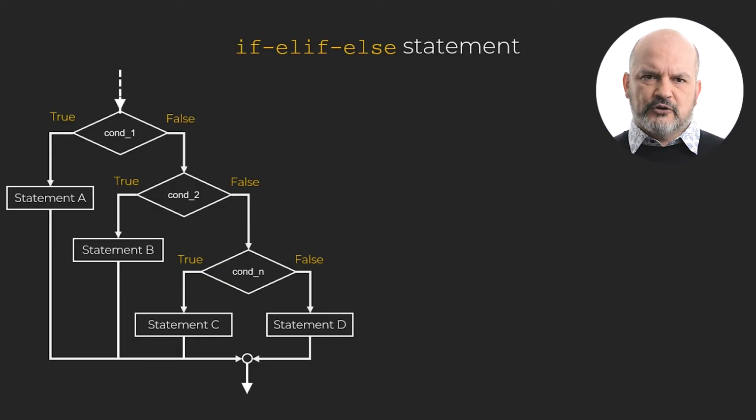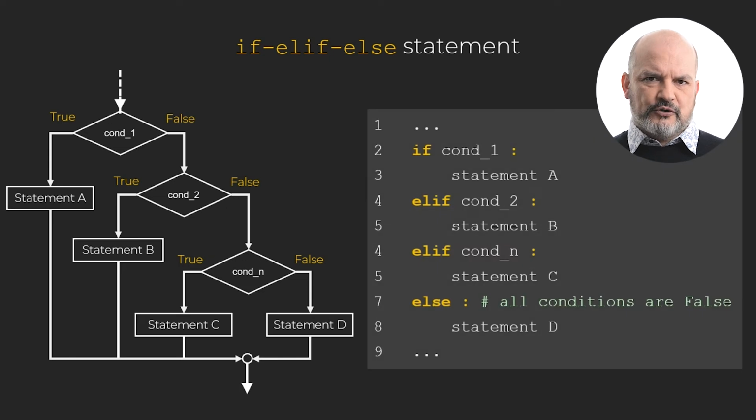We can combine the if-elif with the else clause. In that case, the else clause must be the last clause of the if-else structure. If condition 1 is true, then execute A and exit the structure. Otherwise, test if condition 2 is true. If that's the case, execute B and exit the structure, and so on. If none of the conditions are true, then execute the statement in the else body. In our example, statement D.